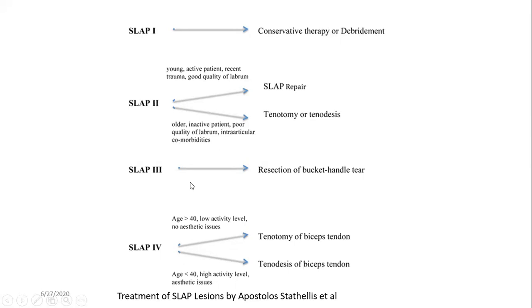SLAP type 3, the treatment for this is resection of the bucket handle tear. And SLAP type 4, if the age is greater than 40 with low activity level and no aesthetic issues, tenotomy of the biceps tendon should be done. And if the age is less than 40, with high activity level and aesthetic issues, tenodesis of the biceps tendon should be done.